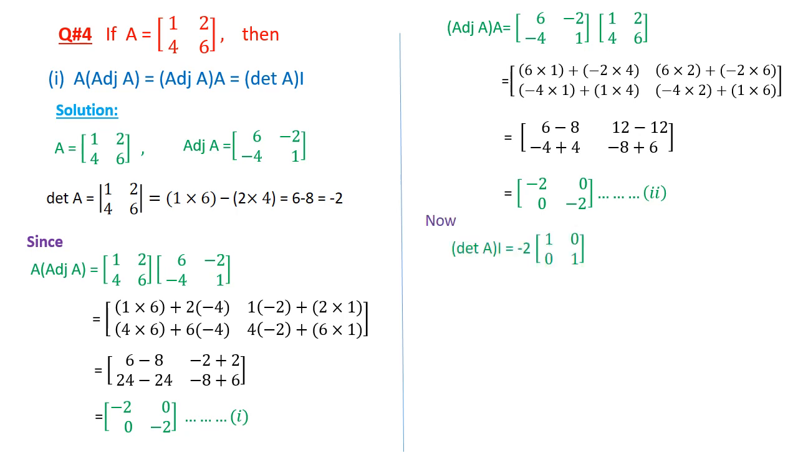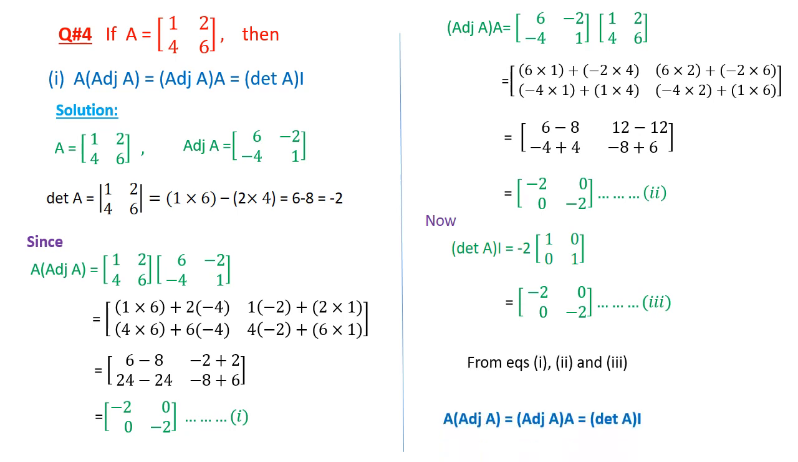Now we will find determinant of A multiply I matrix. As we have determinant of A is equal to minus 2, multiply with the I matrix, and we have determinant of A multiply I is equal to, showing by equation number 3. Dear students, from equations 1, 2 and 3 we have the result.